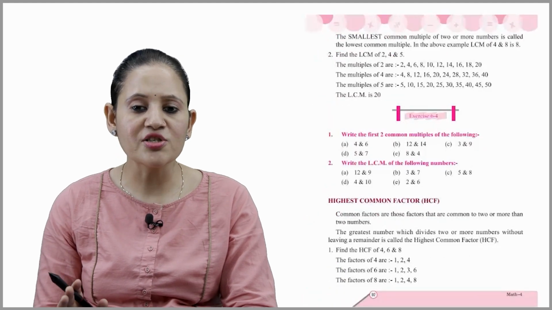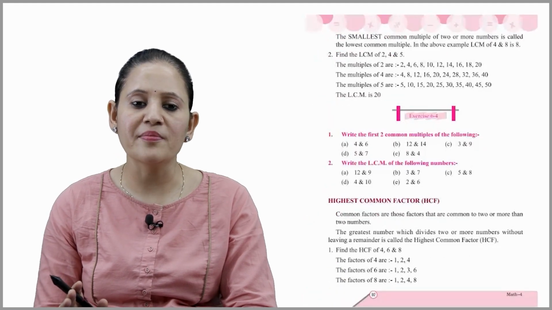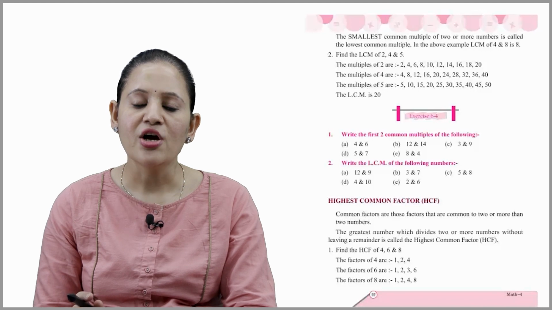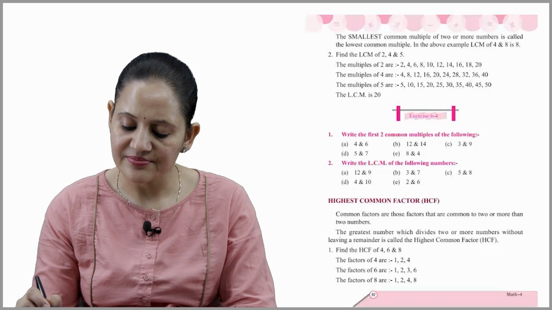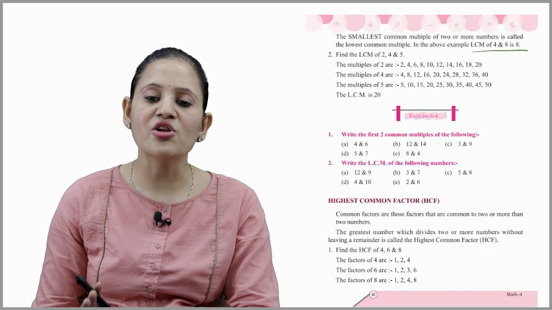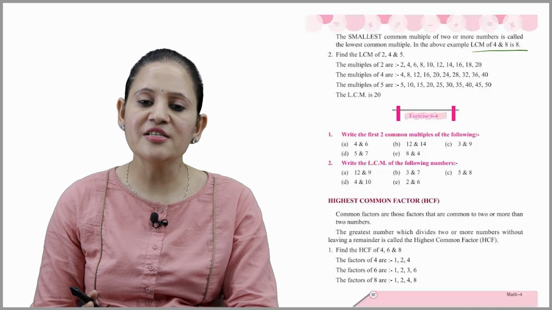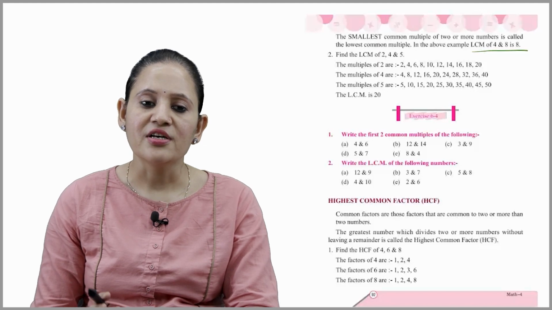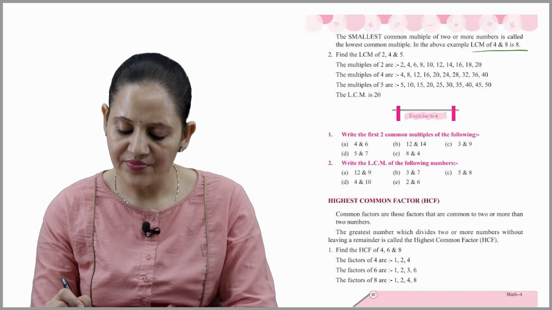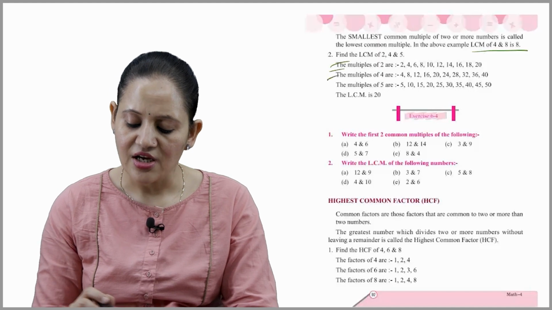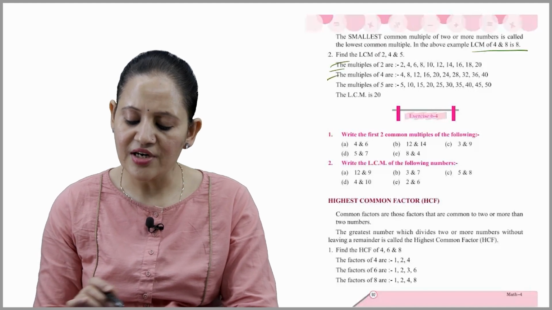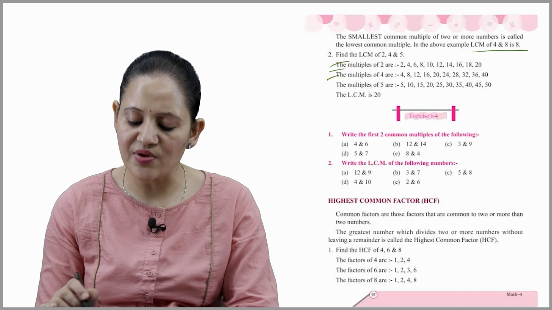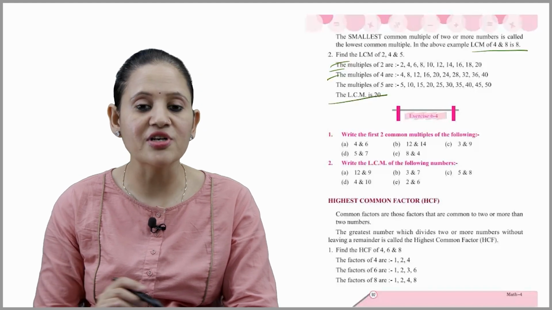But the smallest common multiple of 2 or more numbers is called the lowest common multiple. In above example, LCM of 4 and 8 is 8. LCM means lowest common multiple. Find the LCM of 2, 4 and 5. So the multiples of 2, multiples of 4 and 5. Now we'll see what are the common multiples, and the least one is 20. So LCM क्या हो जाएगा, 20.